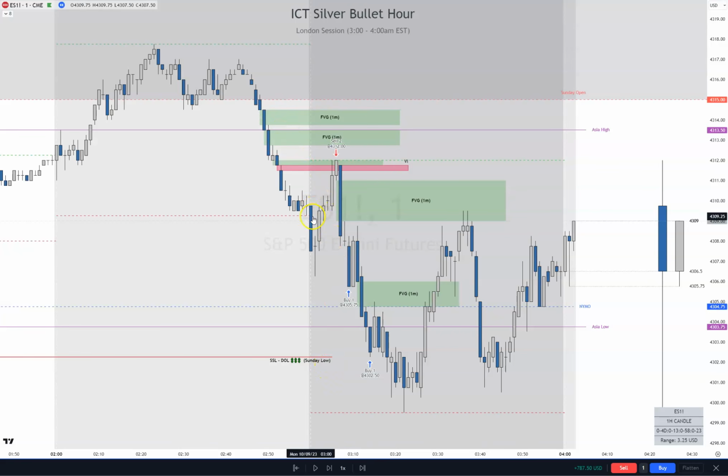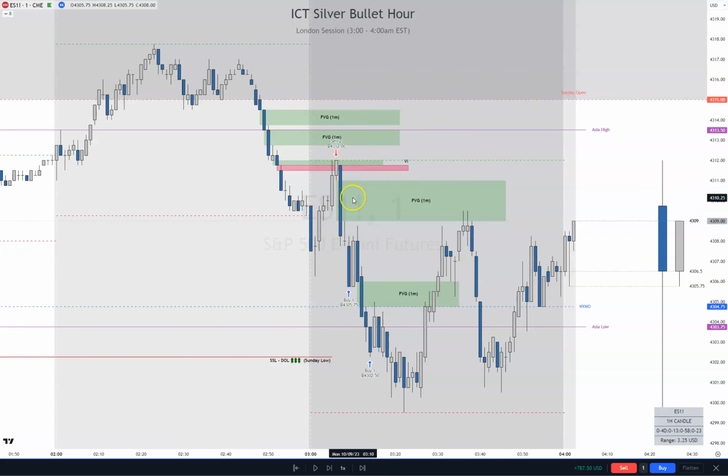Price came in, we took our trade up at equilibrium, and we had our stop above the 3rd fair value gap, and we targeted the 9 handles, which was in between the Asia low and the Sunday low. We took a partial below this major swing low here, and we got our 9 handles. We were just watching price, seeing how it plays out. We didn't need to take another trade. We already won one.